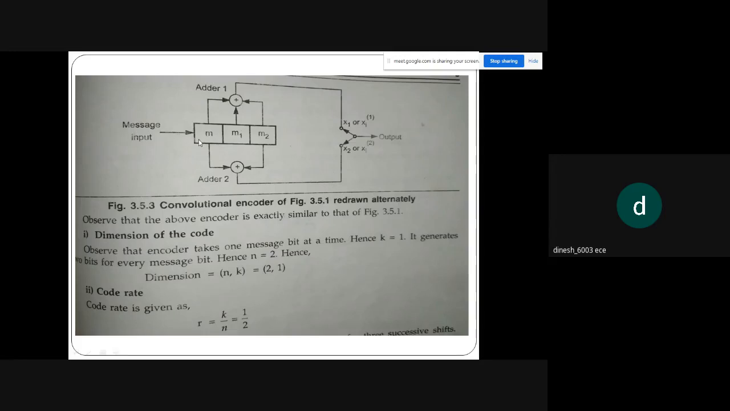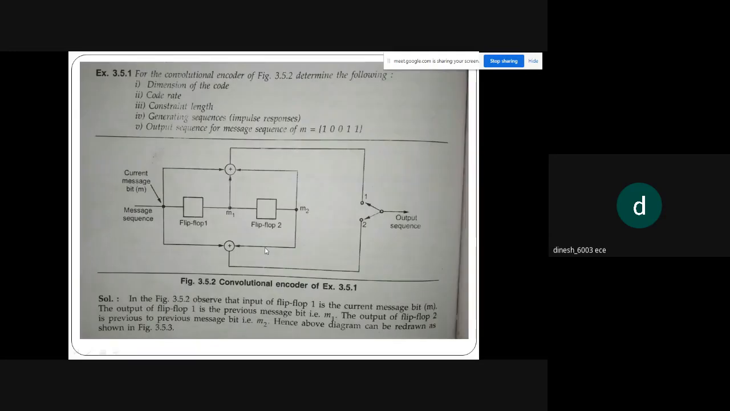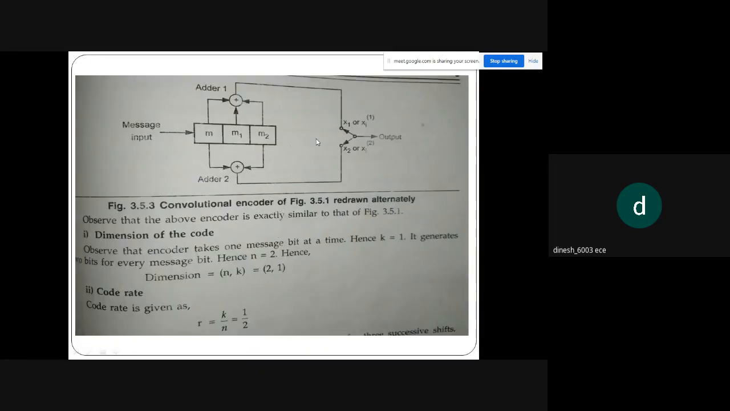We have a message input which is given, and at the current state M, M1 and M2 are the shift register flip-flops which are present. As a result of the diagram given, X1 will be obtained by the modulo 2 addition of M, M1, M2, whereas X2 will be the result of modulo 2 addition of M and M2. So this given question can be redrawn as this diagram.